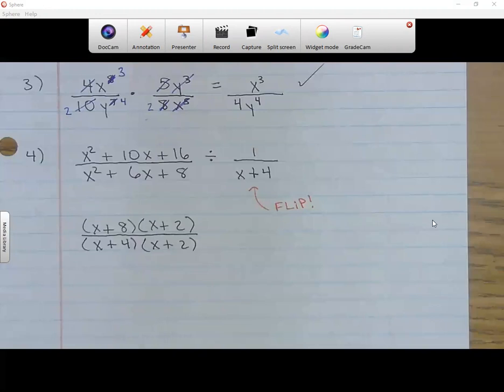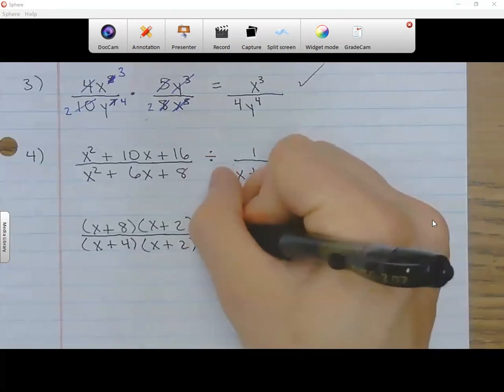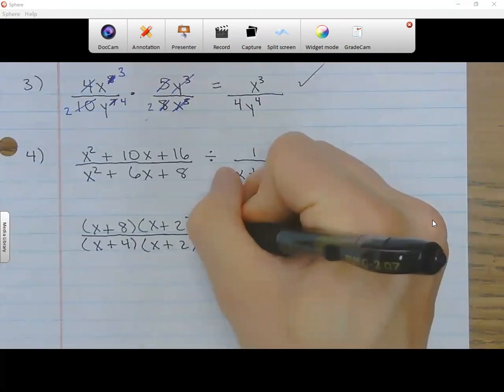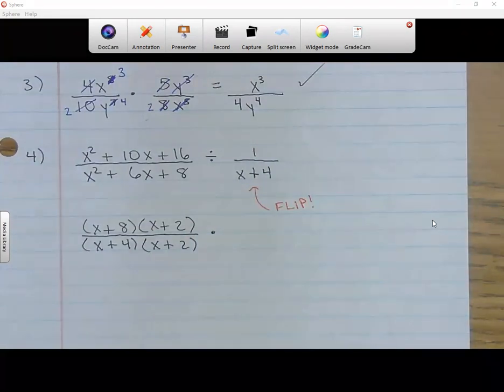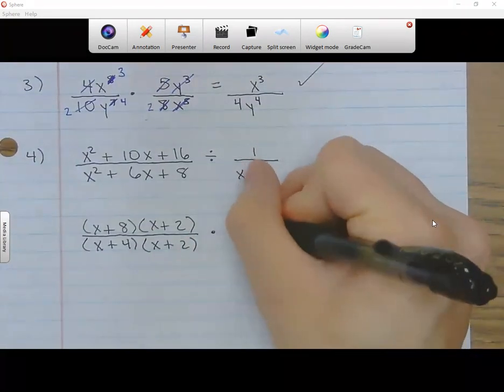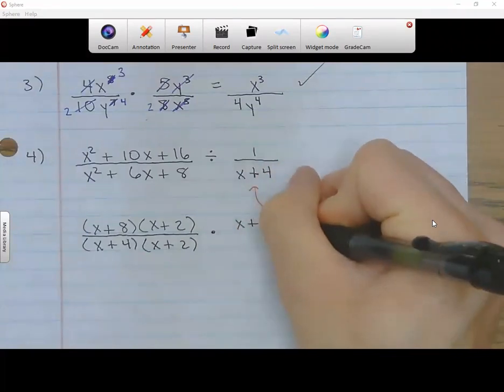There's nothing to do. The only thing I have to do is, since I'm dividing, I have to remember to flip the second fraction and then change the division to multiply. So let's do that. Go ahead and change the division to a dot. That stands for multiplication. And we're going to flip the second fraction. So this is going to become x plus 4 over 1.